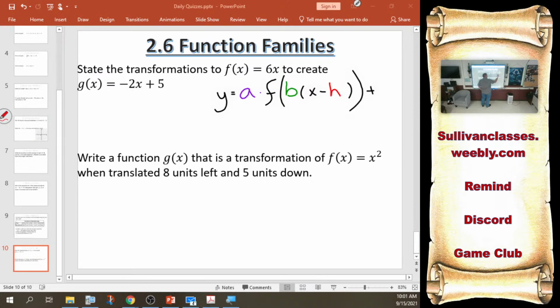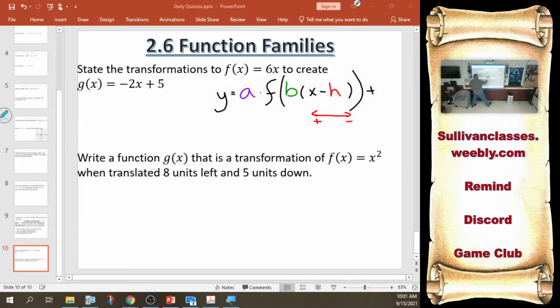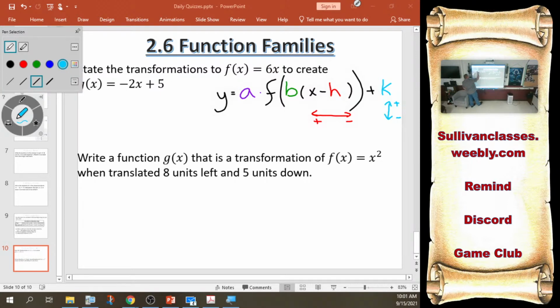H, probably the easiest one. Those are horizontal translations, left and right. K is vertical translations, up and down. Those four spots. So if I'm looking at, I used all my colors though. I used green. I didn't use yellow.